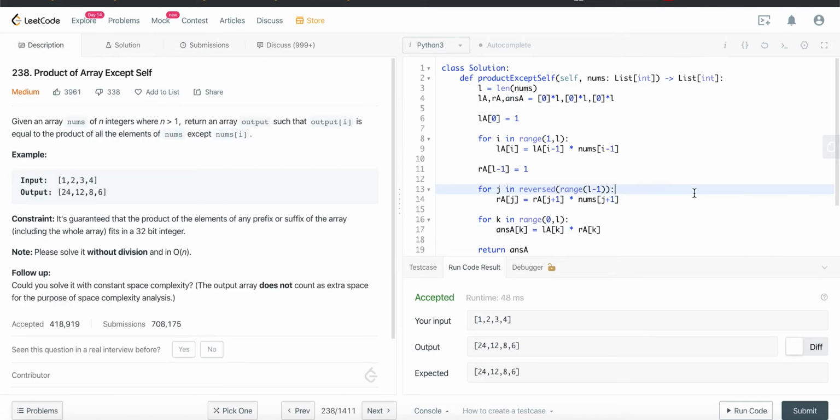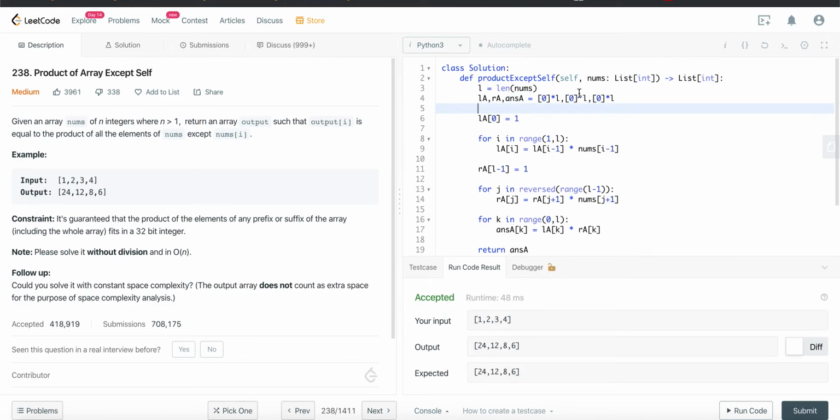Here we can observe one thing. Instead of using two arrays like the left array and right array, we can use only a single array, the answer array. We can store all the left array values in the answer array initially, and then while calculating the product of the right elements, we can multiply it with the left elements and store directly into the answer array. So we can minimize the space over there. Even that will be O of n, but as per the question, the output array doesn't count as extra space, so we can consider it as O of 1.